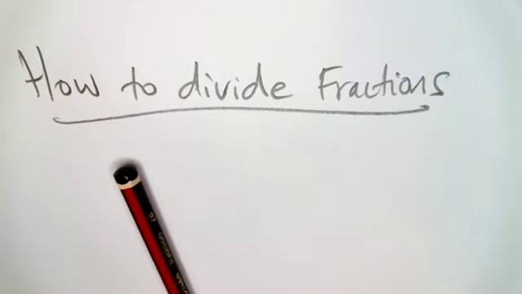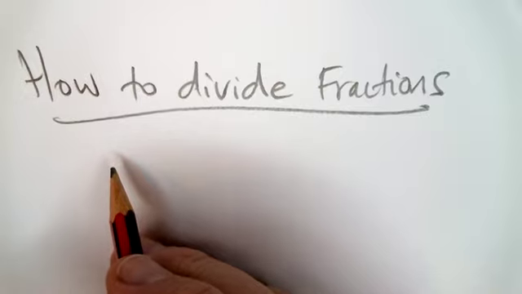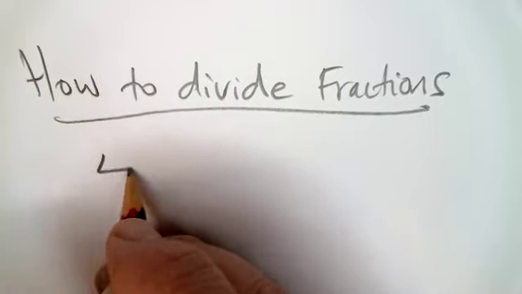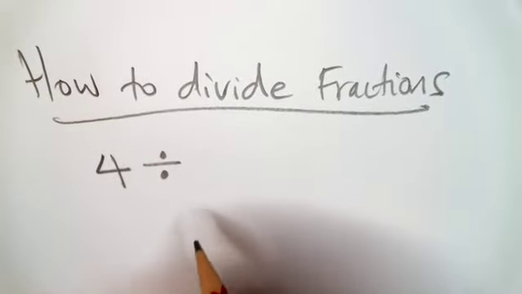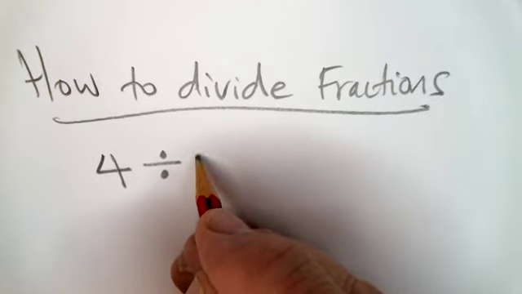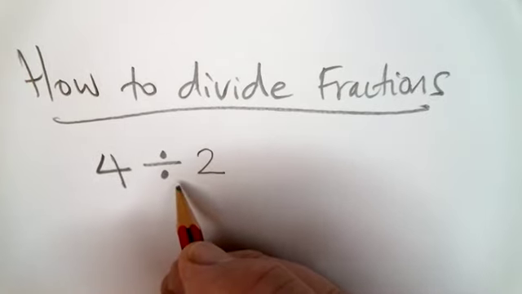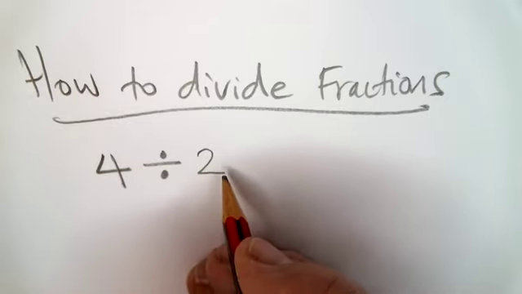Let's take a look at how to divide fractions. Now, dividing fractions, and I'm going to start actually with a whole number. Let's say we take the number 4, and let's divide that by something. Well, if we divided 4 by 2, that would be the same as saying, let's multiply it by a half.